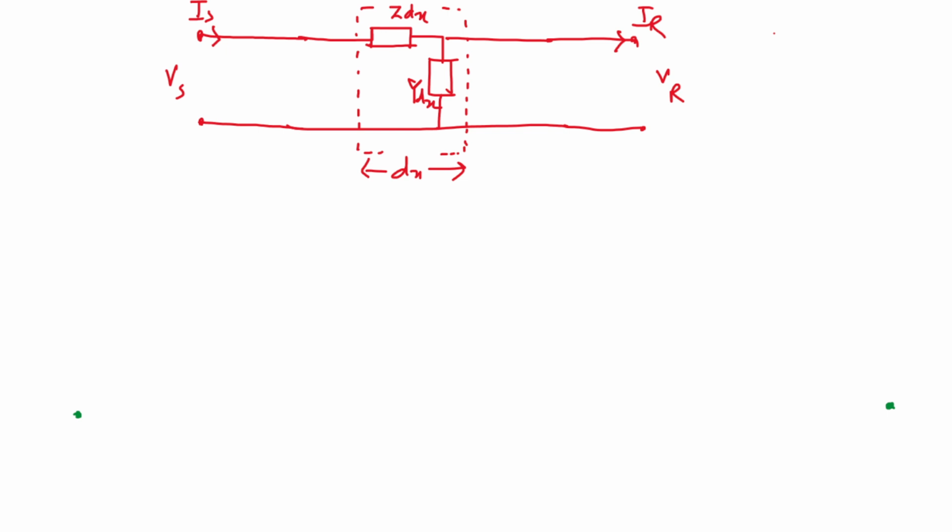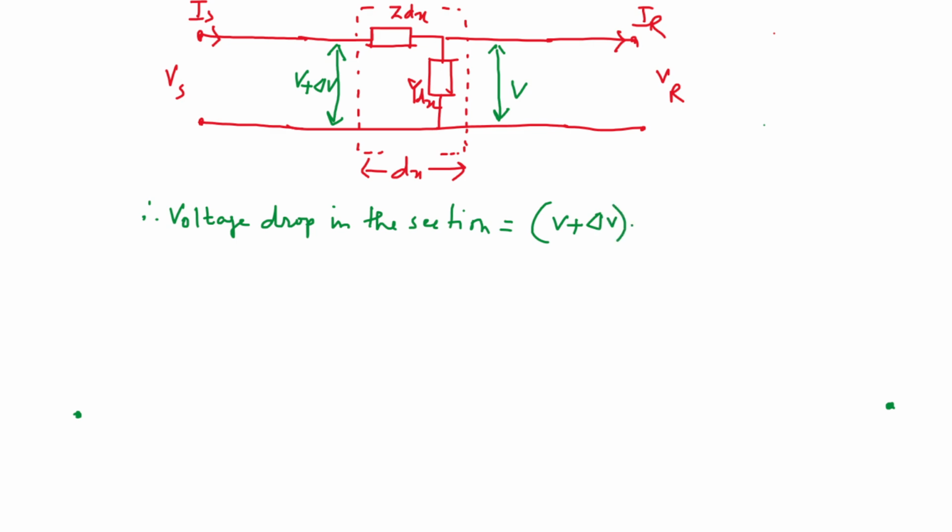Now the voltage appearing across just before this section, let us say, is V plus delta V, and the voltage appearing across just after this section is V. So we can write the voltage drop in the section as V plus delta V minus V, that is equal to delta V, or you can say dV, in the more general term.